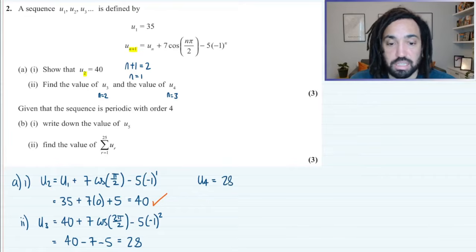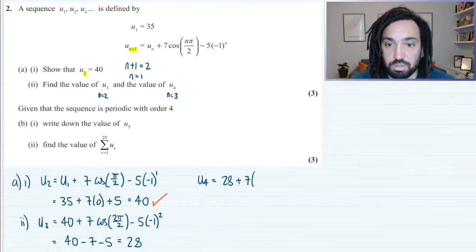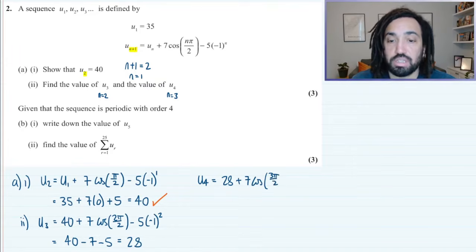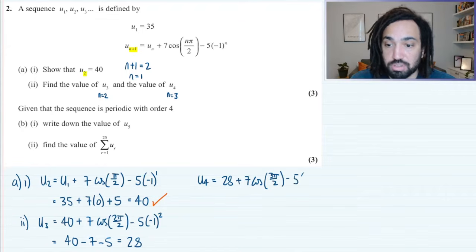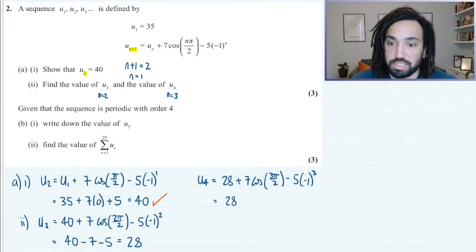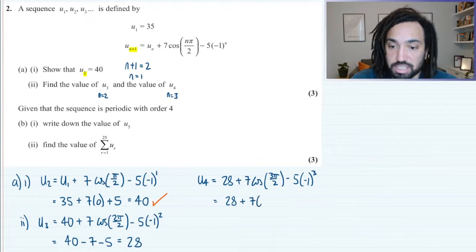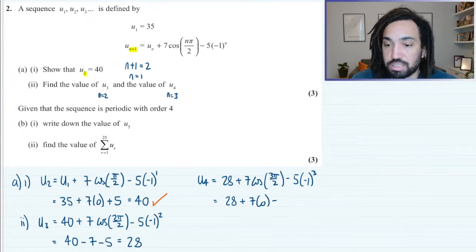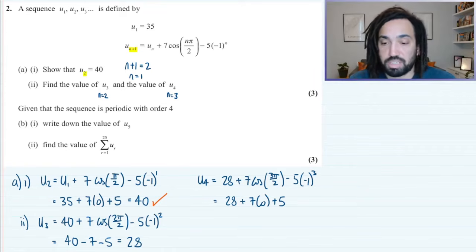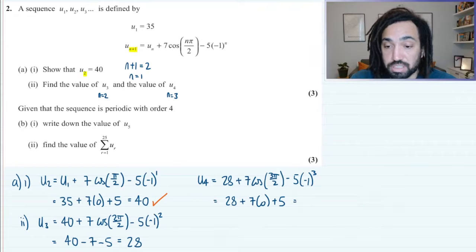So it's 28, and then it's plus 7 lots of cos of 3 pi over 2 minus 5 lots of minus 1 to the power of 3. So this is 28, and cos of 3 pi over 2, again thinking about the graph, that's 270, so that is 0. So that's just 7 lots of 0, and then minus 1 cubed is minus 1, times minus 5 is plus 5. So this gives us 33.